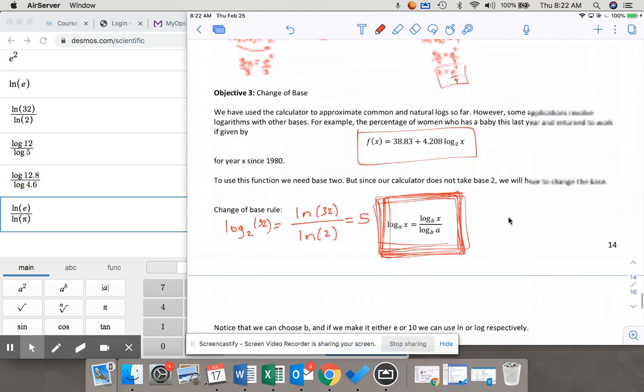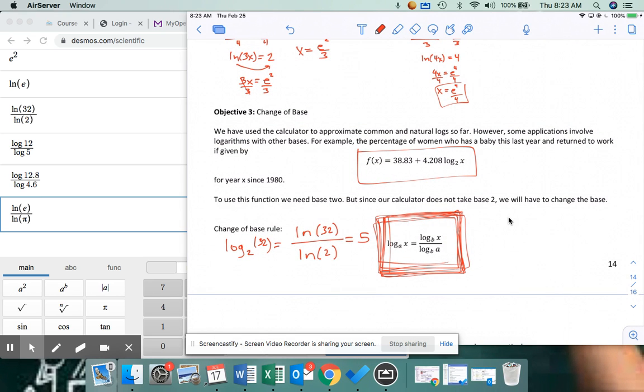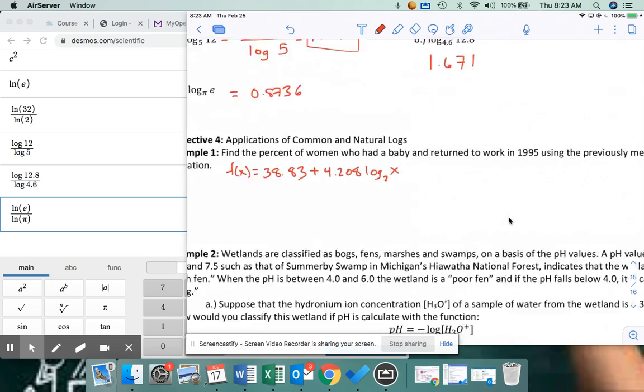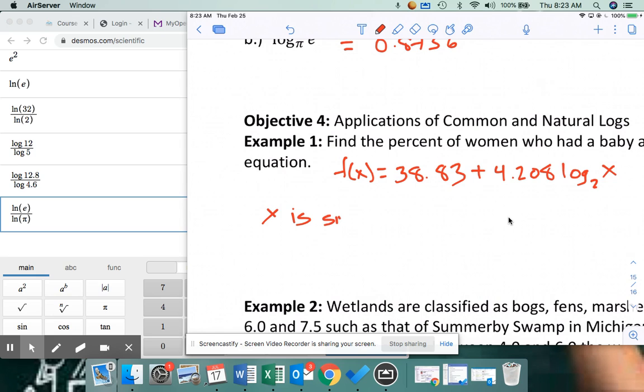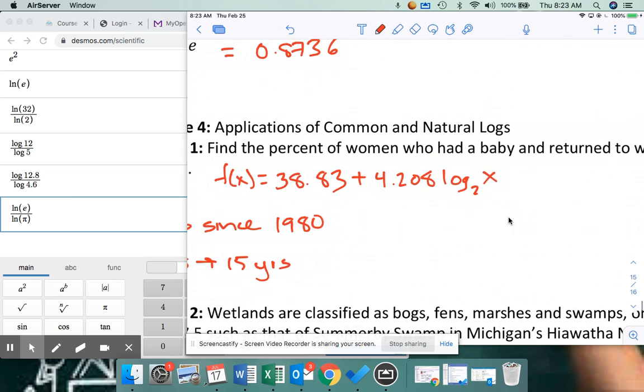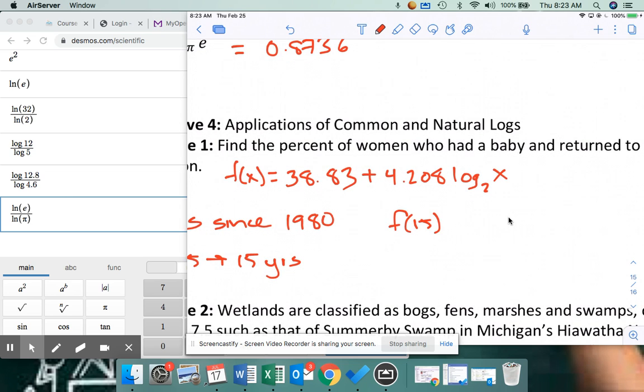So how does this equation even work? Let's go back. The percentage of women who came back and returned to work is the function, and x is the year since 1980. 1995 is 15 years since 1980, and so that is what I will plug into the function. So we are looking for f of 15, not f of 1995. We don't automatically assume it's starting at 1.